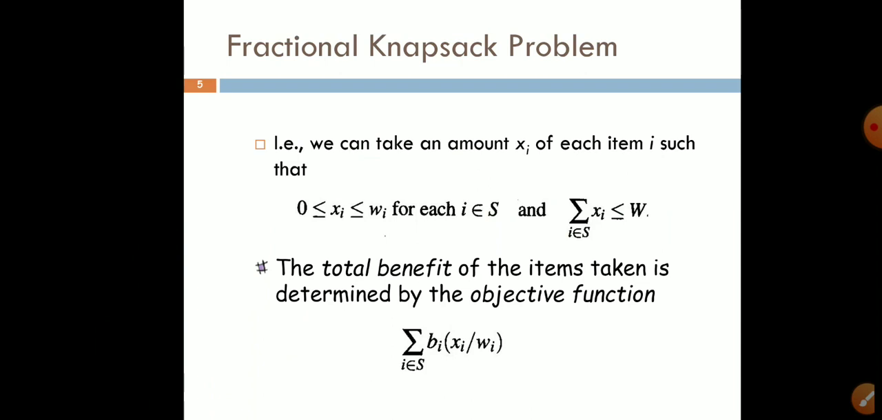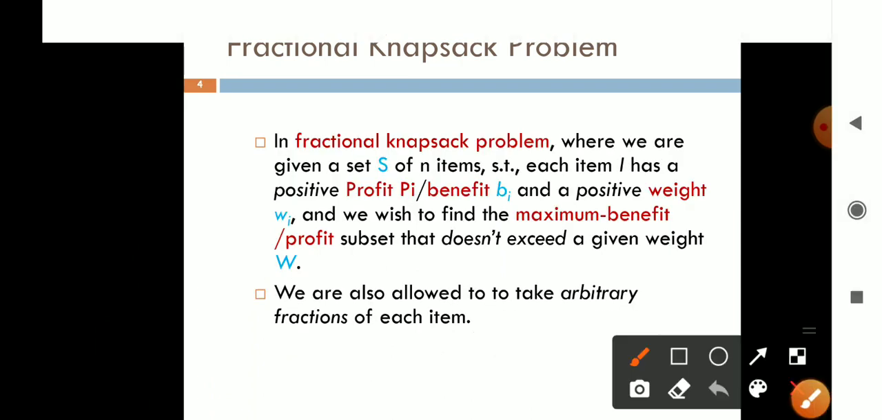Now the knapsack problem has two types. One is the fractional knapsack problem, and the second type is the 0-1 knapsack problem. Now what is that knapsack problem?